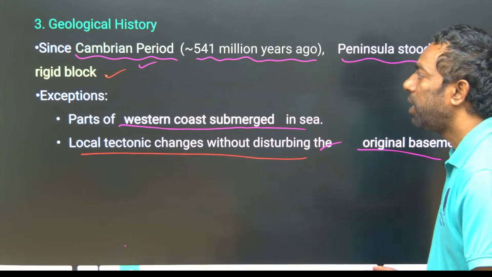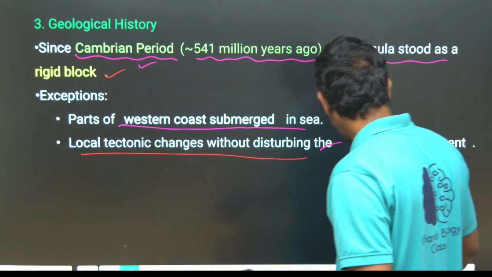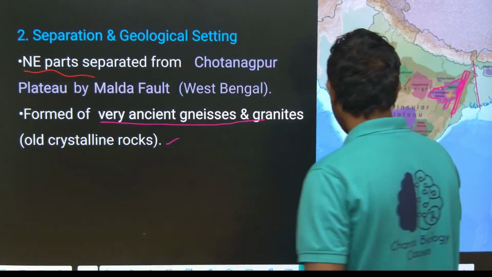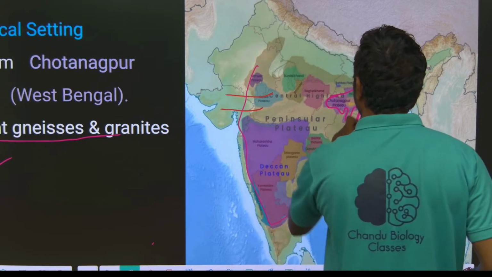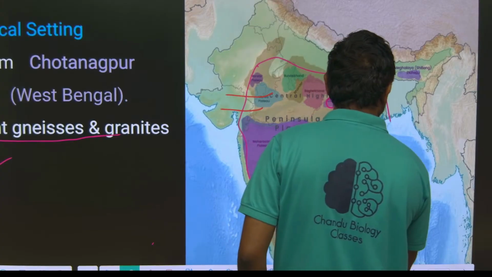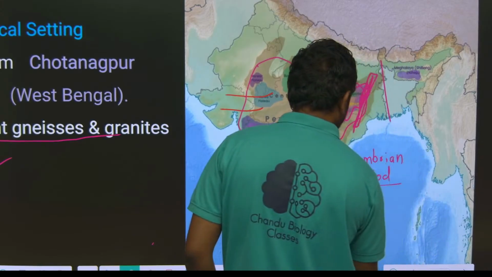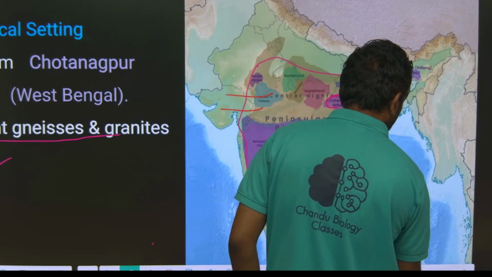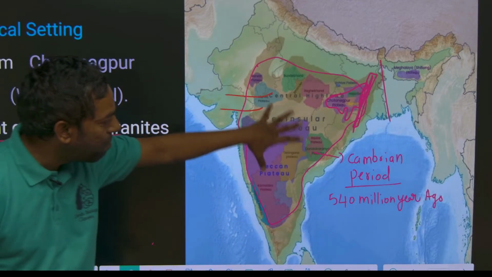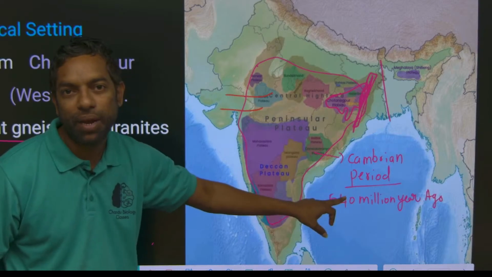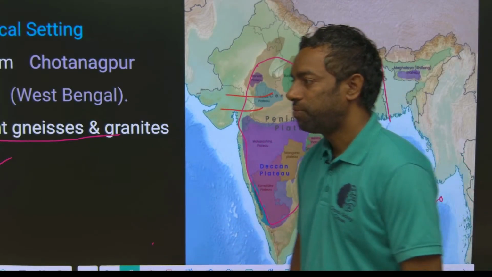These are the exceptions, guys. In geological history, in the Cambrian period, 541 million years ago, the peninsula was created. This whole peninsular plateau was created in the Cambrian period, 540 million years ago. All our plateaus, the Indian mainland, were created in the period called the Cambrian period, guys. Such questions they can ask you in the coming exam.